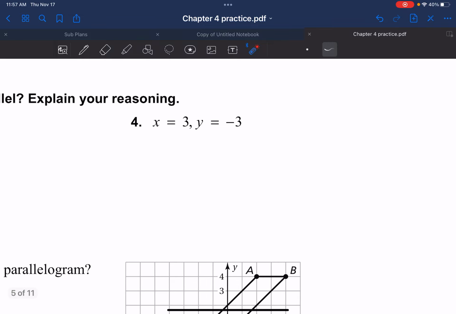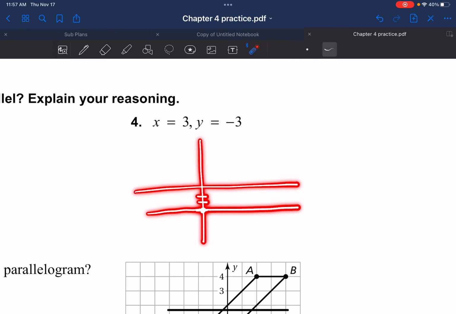Number 4, this is an X and this is a Y. So this one's going to be a little interesting. I'm going to do the y first. The y is down 3, put my line, and the x is 3. Remember, x equals means it's going to be up and down. So it's going to be like this.